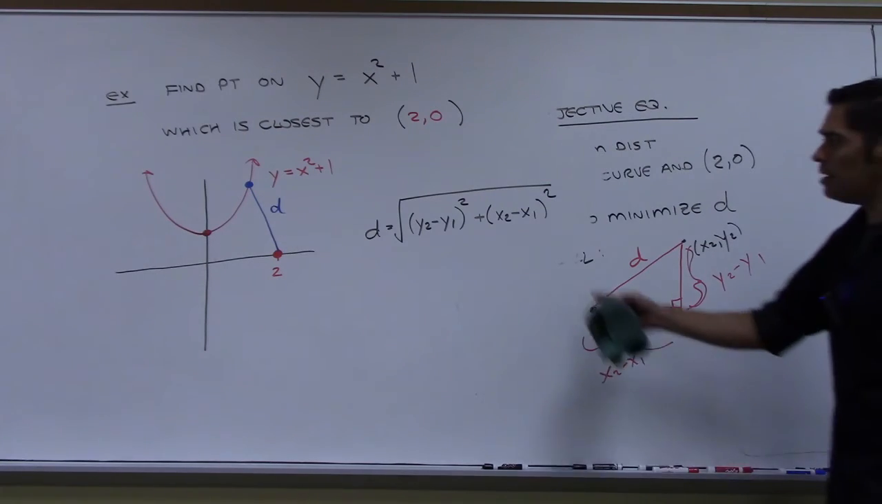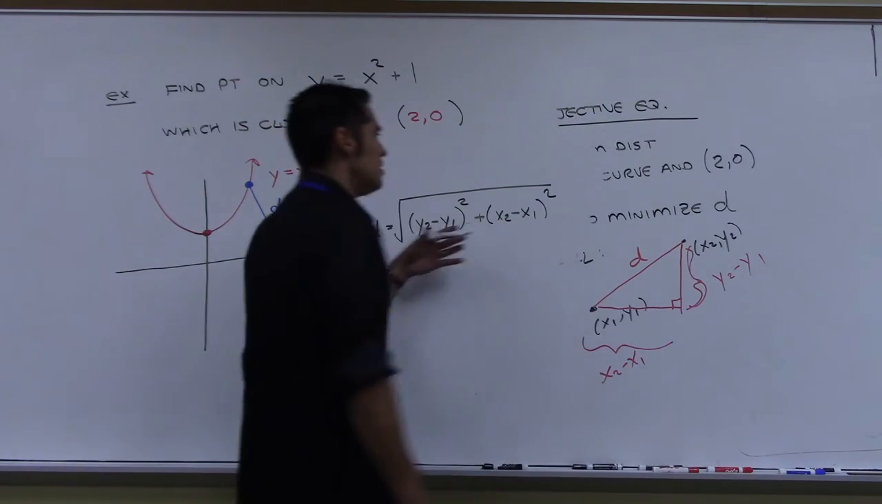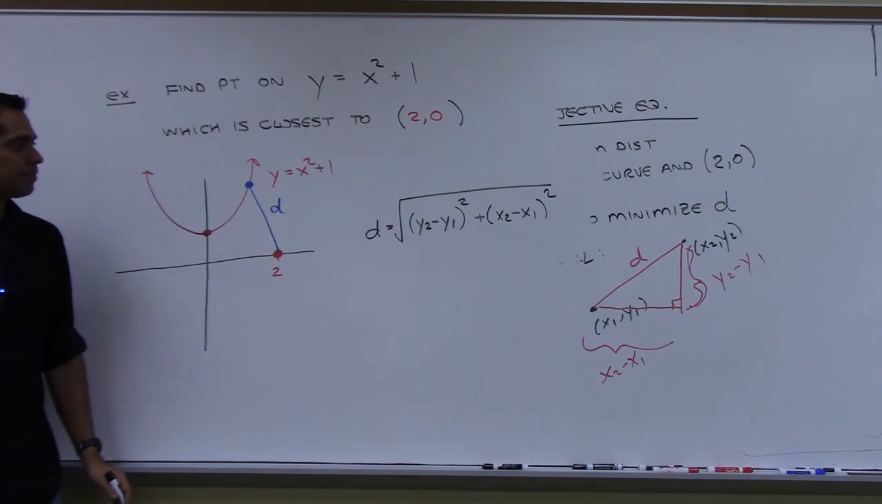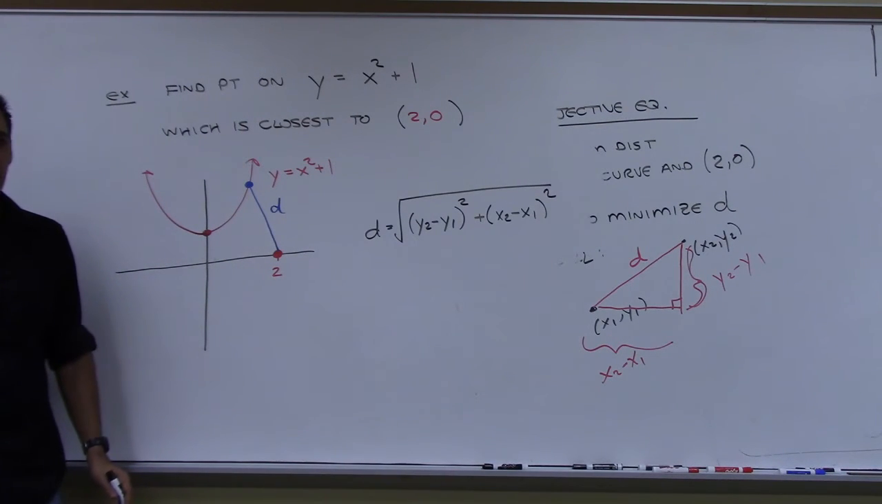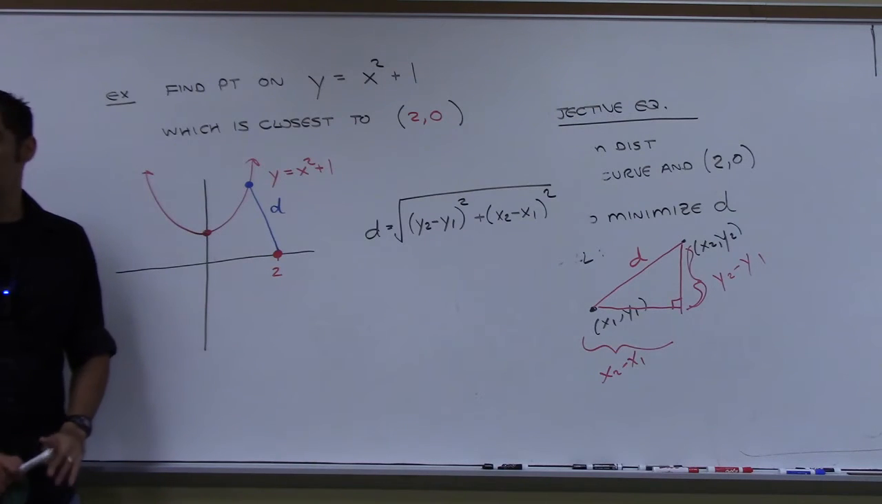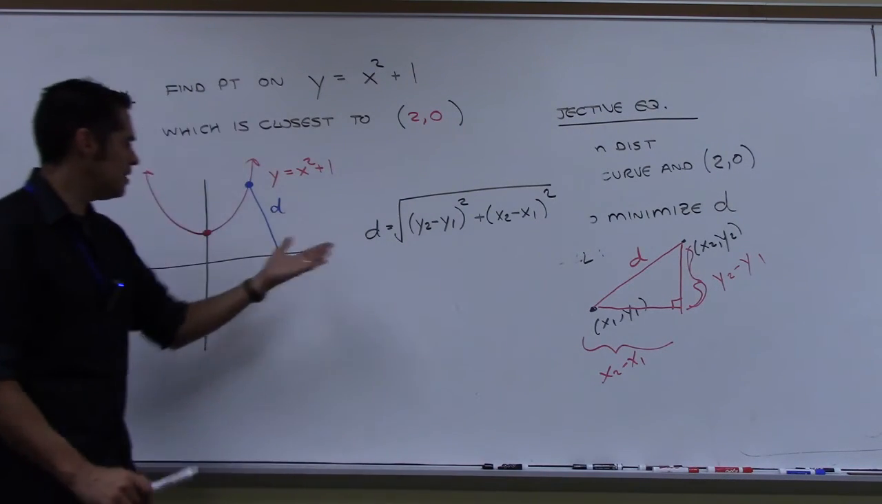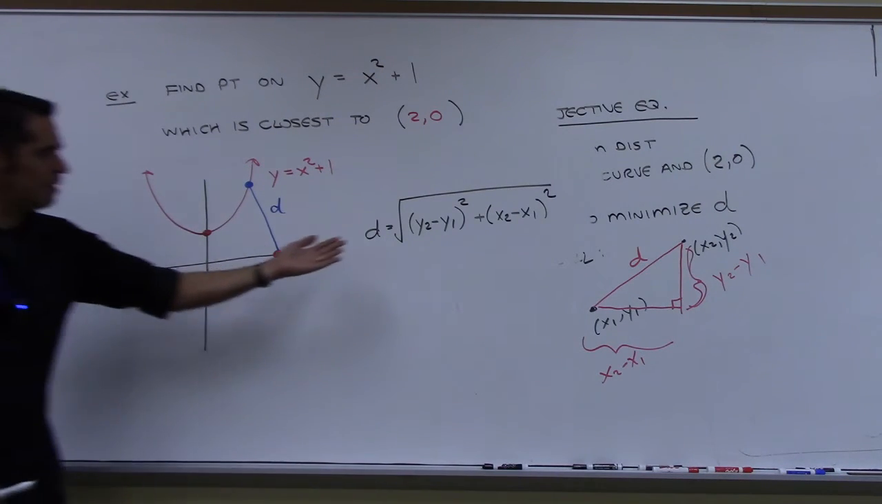All right, so this is it, right? This is an objective equation right now, yes? But there are some major problems we have with this objective equation. It has 4 different things we don't know: y2, y1, x2, x1. Is there anything that we know about these things?